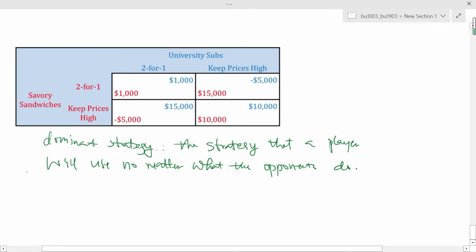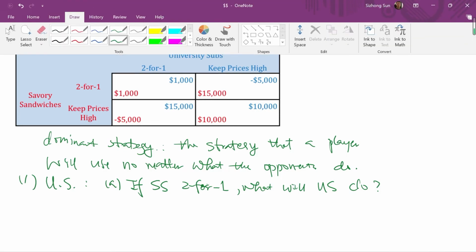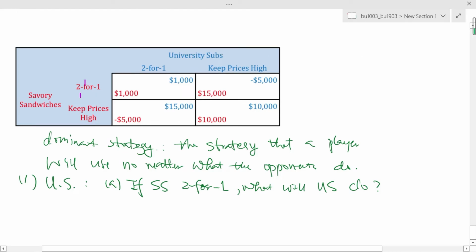Let's check for University Subs. We are going to ask two questions. A, if Savory Sandwiches use two for one, what will University Subs do? Okay, so if Savory Sandwiches use two for one, then we are in these columns.